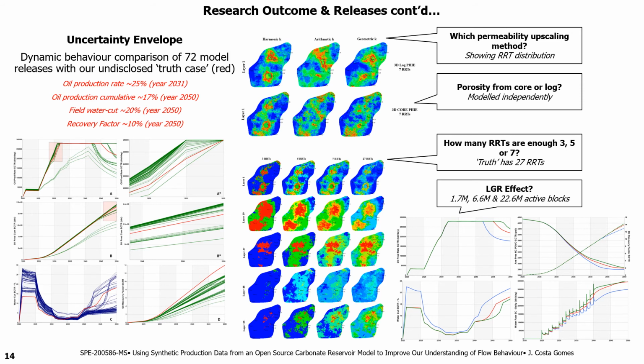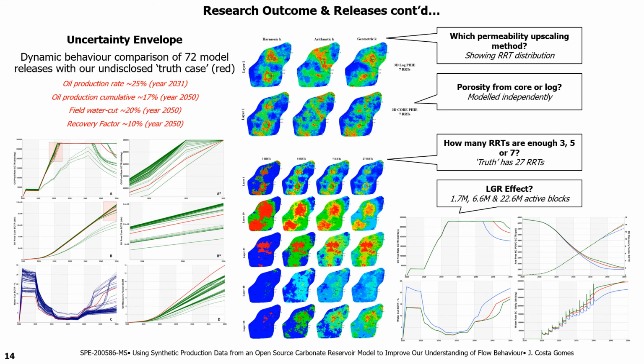On the top, in the center, we have which permeability upscaling method one should use. There are harmonic, arithmetic, and geometric permeability upscaling techniques, all of which ultimately give you a different distribution in terms of your pore-perm transforms. In this case, I'm showing you the reservoir rock types and how they're influenced by the upscaling permeability technique that was used. Not only that, but we also have porosity from core and porosity from log.